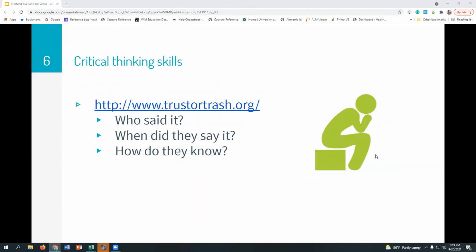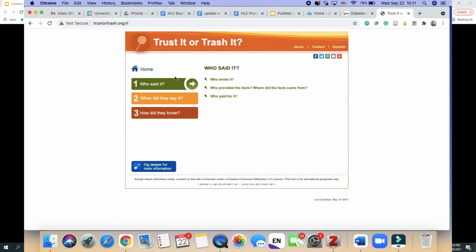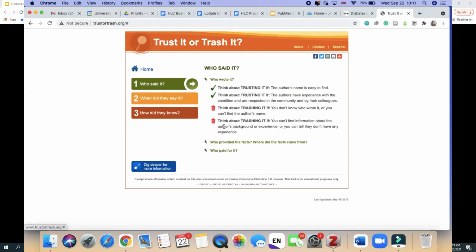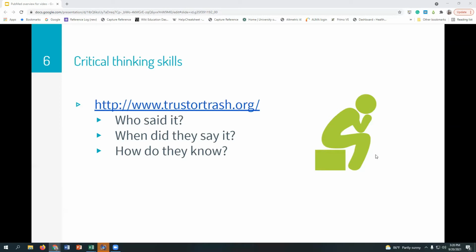And so another thing to keep in mind, in general, any information you find, you should approach with a critical thinking lens, especially if you're Googling. But even when reading through academic literature, you still want to approach it with some sense of caution, question what it is that you're reading. We personally here like trustortrashit.org. It's a tool that poses a set of questions around who said it, when they said it, and then how do they know? How do we know that they know what they're talking about? So if we've learned anything during the pandemic, we must choose our information wisely.